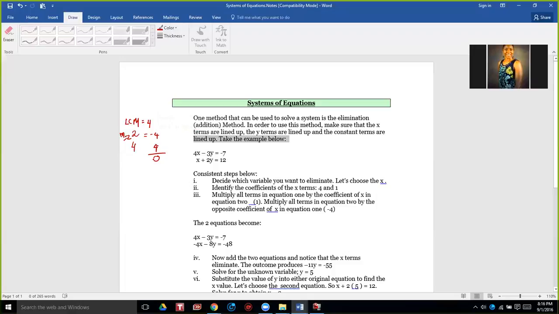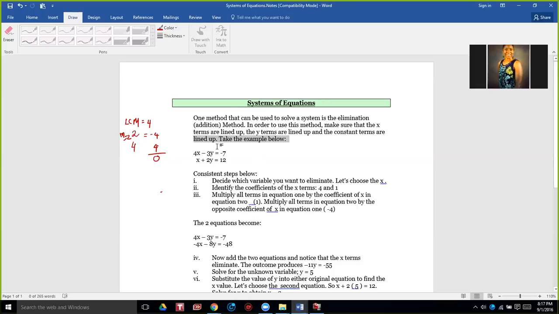Basically, that's what you're doing. If the signs are the same, these are both positive, you're going to have to multiply one of them by a negative. Even if the signs are both negative, that's the same. You still would have to multiply somebody by a negative in order to change the sign, because when you finish, you want to be able to add and eliminate the terms that you're trying to eliminate. All right, so let's look at this.